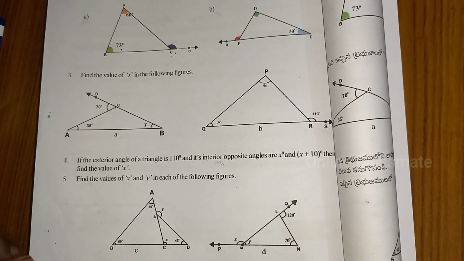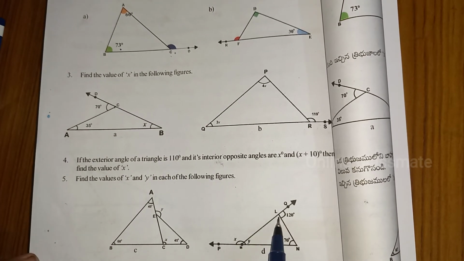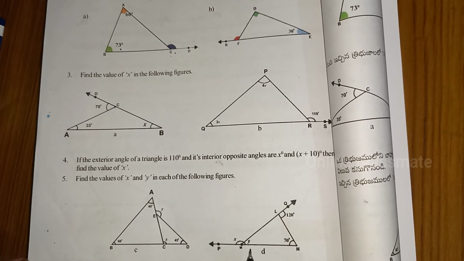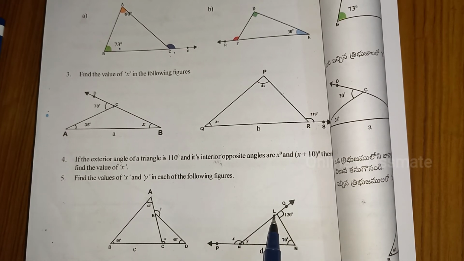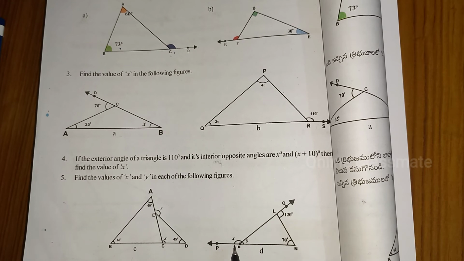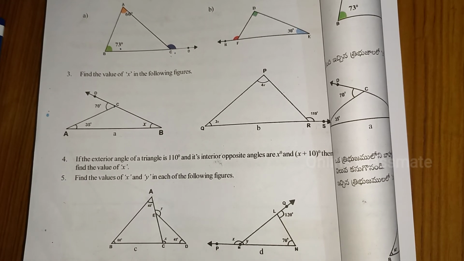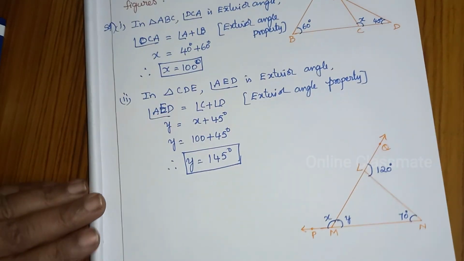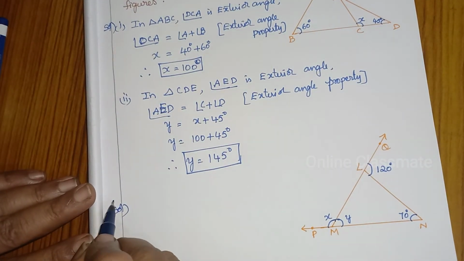And see the second sum. In fifth, second sum, triangle LMN is there, find the x and y value. How can you find the x and y? Observe. Here outside L, QLN is the exterior angle. 120 degrees is the exterior angle. Exterior angle is equal to opposite interior angles, y plus 70. That's why you can find the y value. After that, x plus y is a linear pair. First understand the problem and think how to solve it, then you can solve it easily.